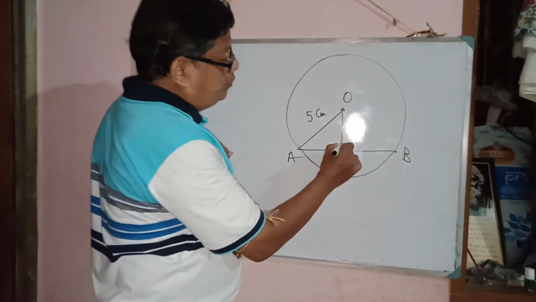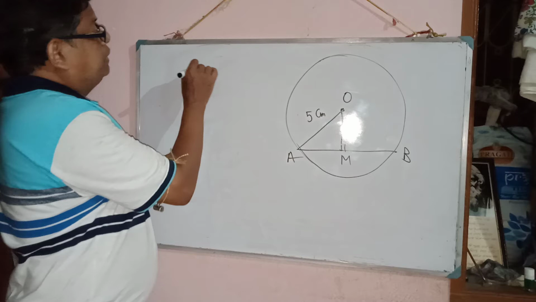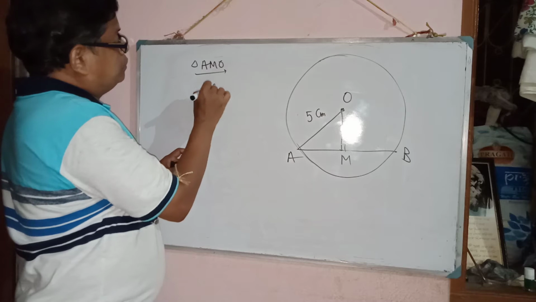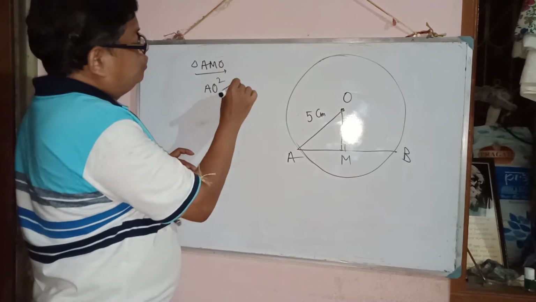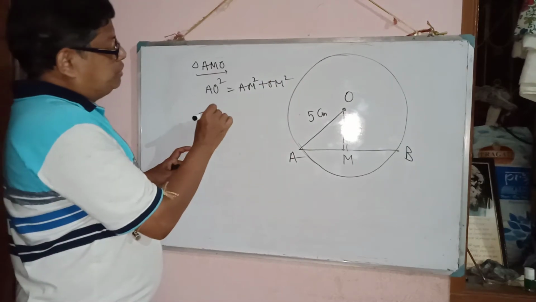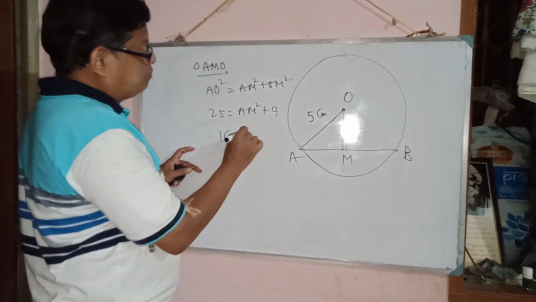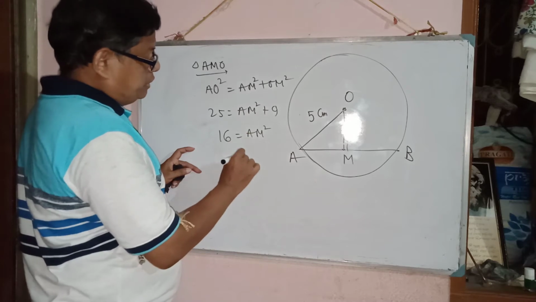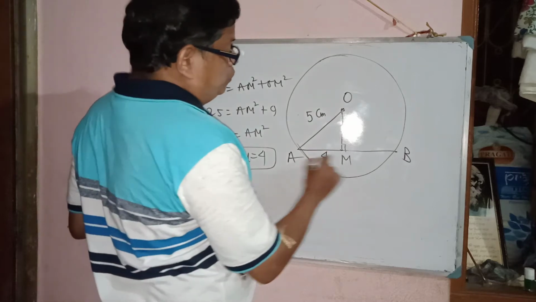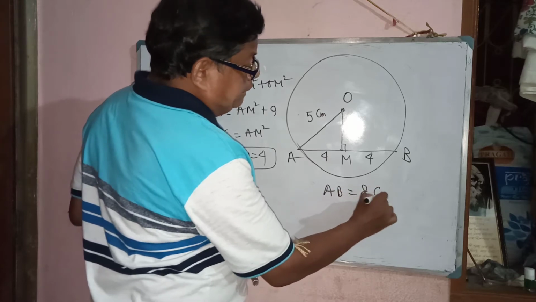This angle is 90 degree, as all of you know. So considering triangle AMO, you can write AO square equals AM square plus OM square. So 25 equals AM square plus 9. So 16 equals AM square. So AM equals 4. Similarly, this also is 4. So the total length of AB equals 8 centimeters.